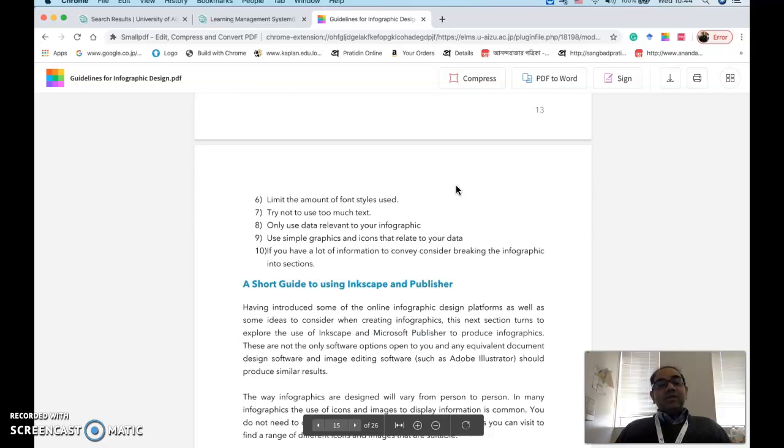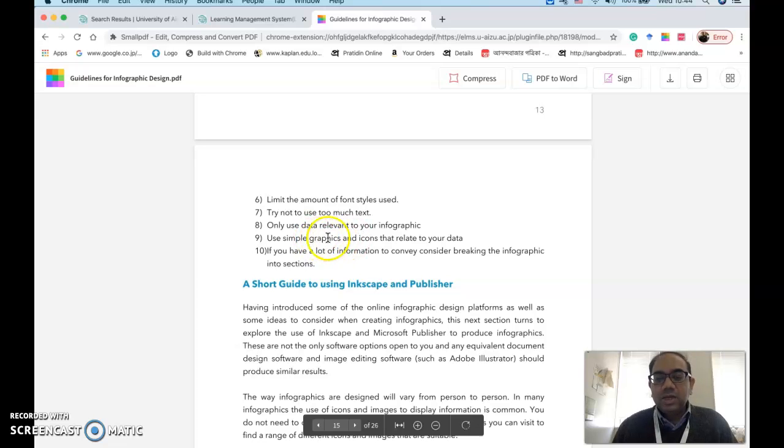Limit the amount of font styles used. So don't use Times New Roman, Arial, or many other kinds of fonts. Just use a specific number of fonts. Don't try to use everything. Try not to use too much text, as I told you. Keep it simple. Keep it easy to read, quickly understandable.